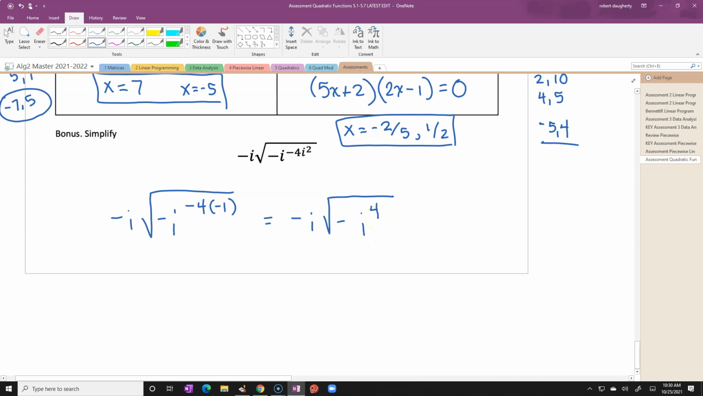Okay. i to the 4th is 1. So this is negative i, the square root of -1. By definition, the square root of -1 is i. So this is negative i times i, which is negative of i squared. i squared is -1. So this is negative of -1. Answer is 1.